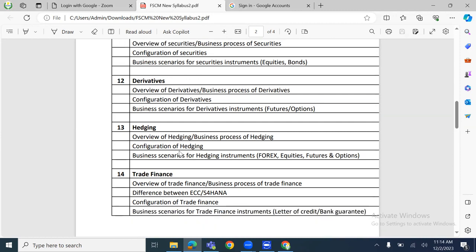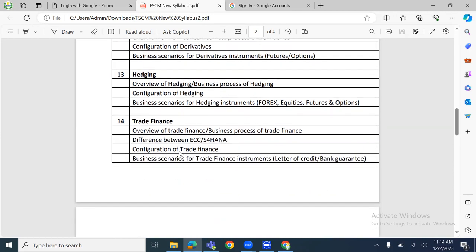Then coming to hedging: overview of hedging, then in hedging the hedge plan, how to create the hedge plan, how to create hedge requests and how to release them. Along with that, in hedging I am going to cover exposure management. The hedge plan will be created along with the exposure management. The business scenarios I am going to cover here: the hedging will be performed with Forex, then equities, futures and options.